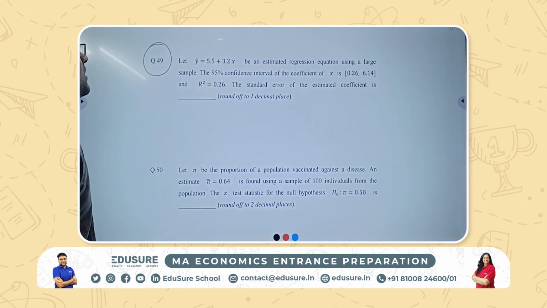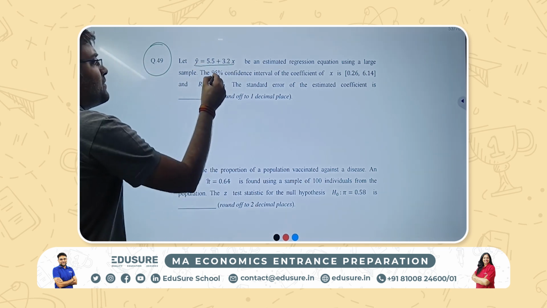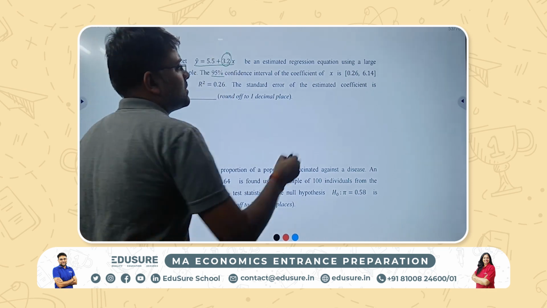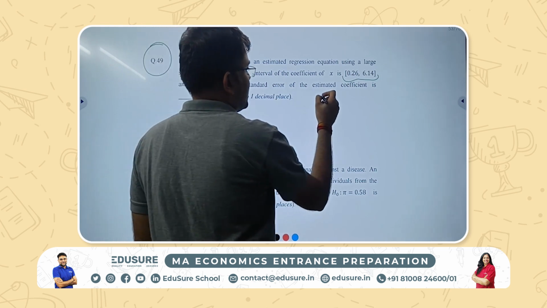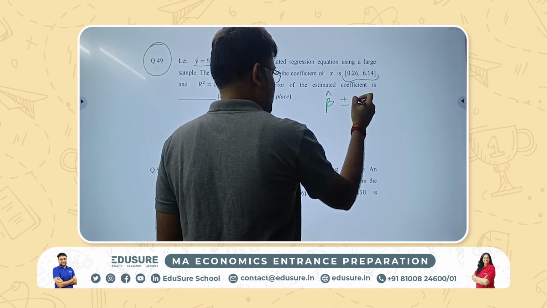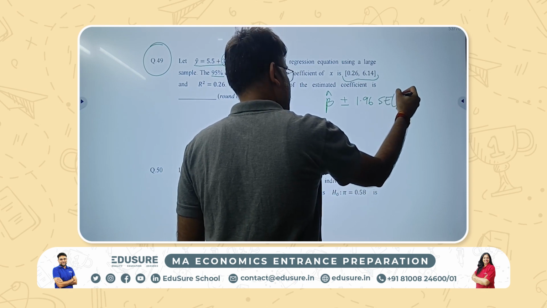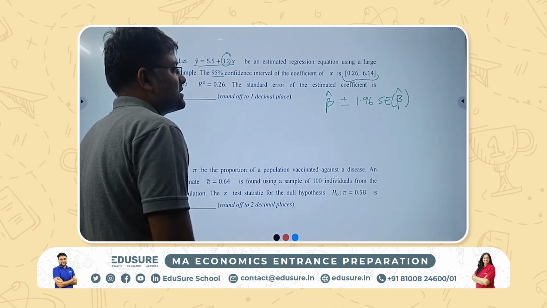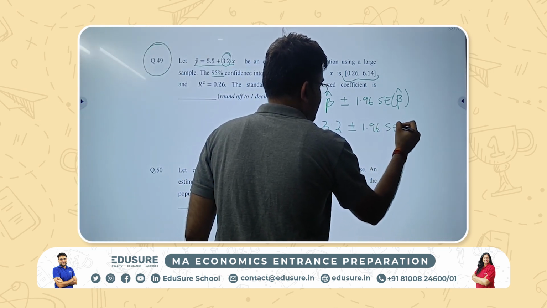2023, question number 49. Y hat is the estimated regression equation that we have using a large sample. The 95% confidence interval of the coefficient of X, that is the regression coefficient, is 0.26 to 6.14. Now, the 95% confidence interval is basically the estimate plus minus 1.96 standard error of beta hat. Now you can take any one of the two. I know that the regression coefficient estimate is 3.2, so 3.2 plus minus 1.96 into standard error of beta hat.